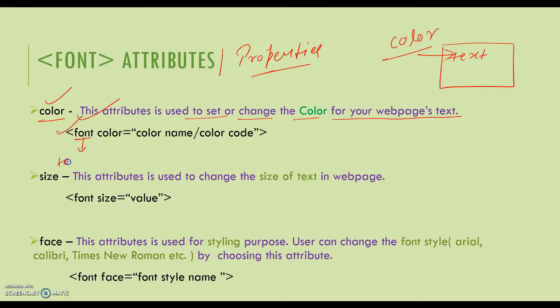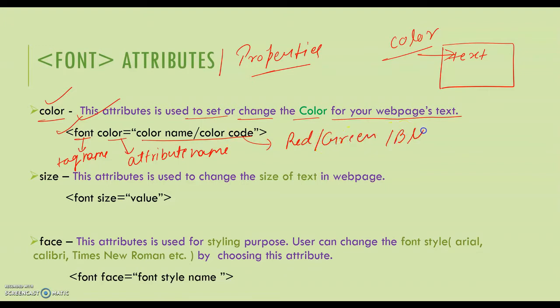This is the tag name, font, then a space. After that, this is the attribute name, or you can say the property name, and this is the attribute value. Here you can write a color name like red, green, blue, or you can also write the color code. In the previous video session I discussed the color code. You can go through it by clicking on the I button which is showing on the top.